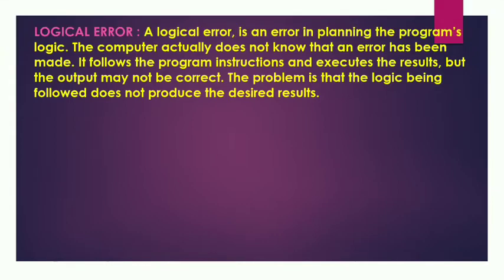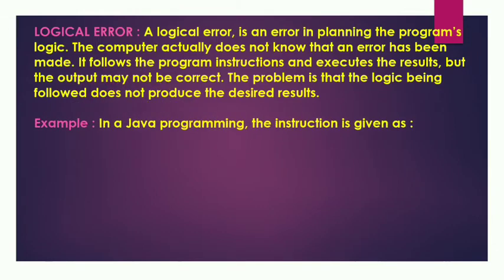Now, the problem is that the logic being followed does not produce the desired result. For example, in Java programming, the instruction is given as follows. You have not actually studied the for loop yet, which we will be studying in the next chapter. So for a = 1, the first value of a is initialized as 1, a <= 10. Now a should not be more than 10, it should be either less than or equal to 10, and you are incrementing a's value as a = a + 2.